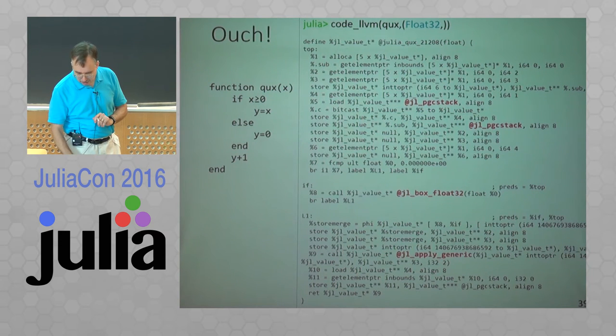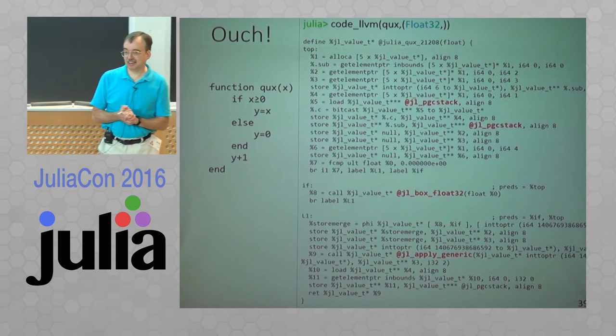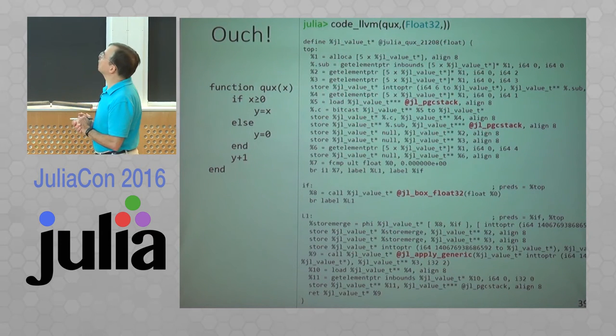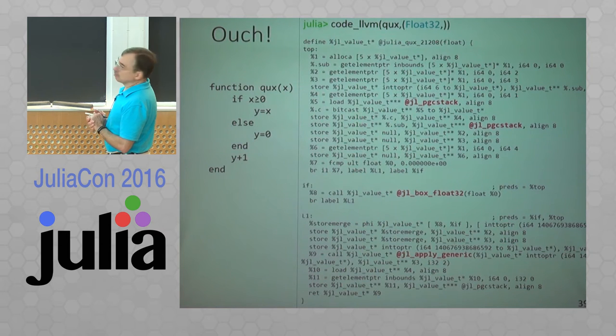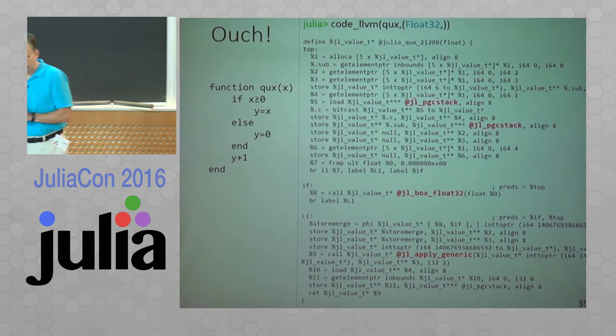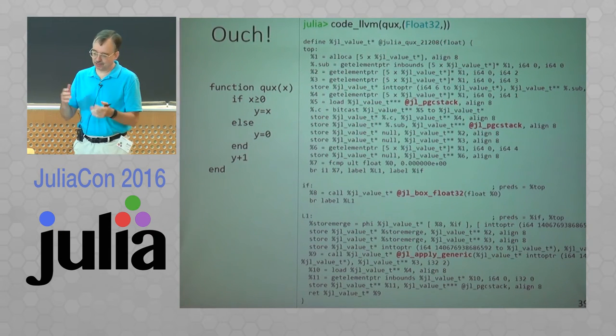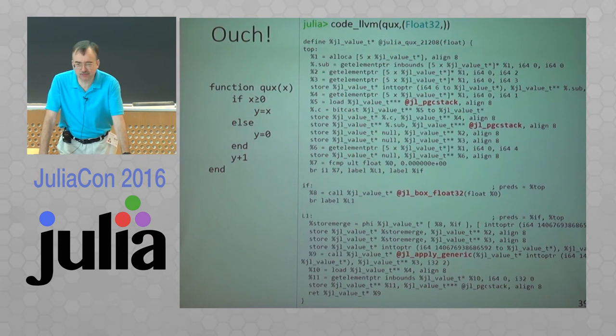Now if I go to the code and I invoke the same code, this is the same example, but invoke it on a float, Float32, I get a lot of code. And these are the red flags I was talking about earlier. If you see things like this jl_pgcstack, it's a sign it's setting up some stack frame stuff. If I remember right, exception handling.